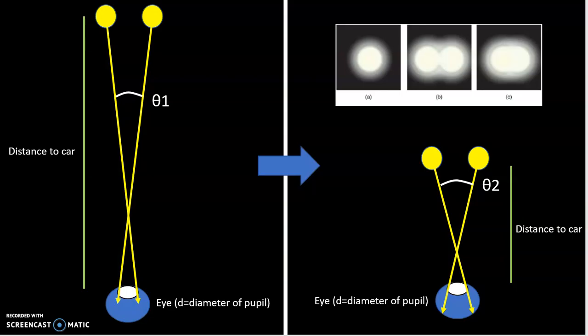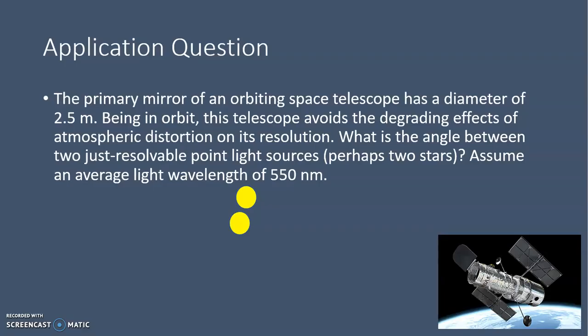To finish up, we're going to go through an application question and see how we can apply this to other types of circular apertures. So we've got a space telescope, and it has a circular aperture. And as we look into space, we want to know how well we can tell the difference between two different stars, for example.